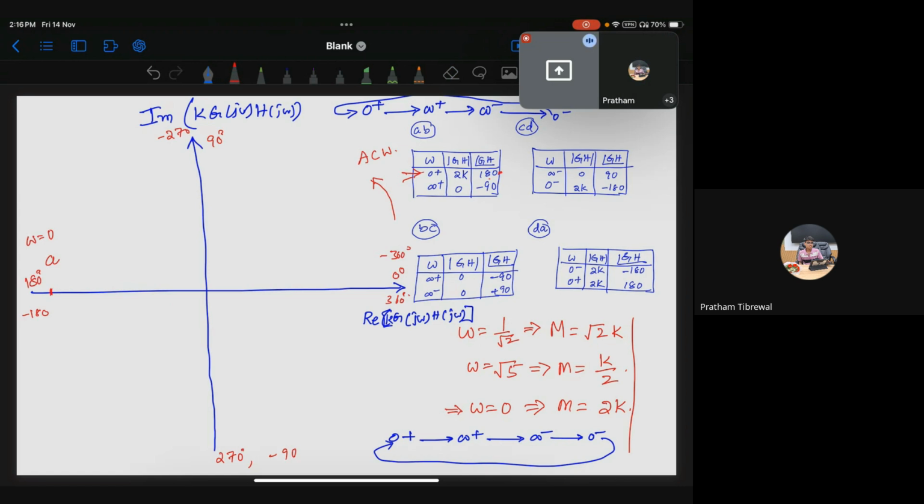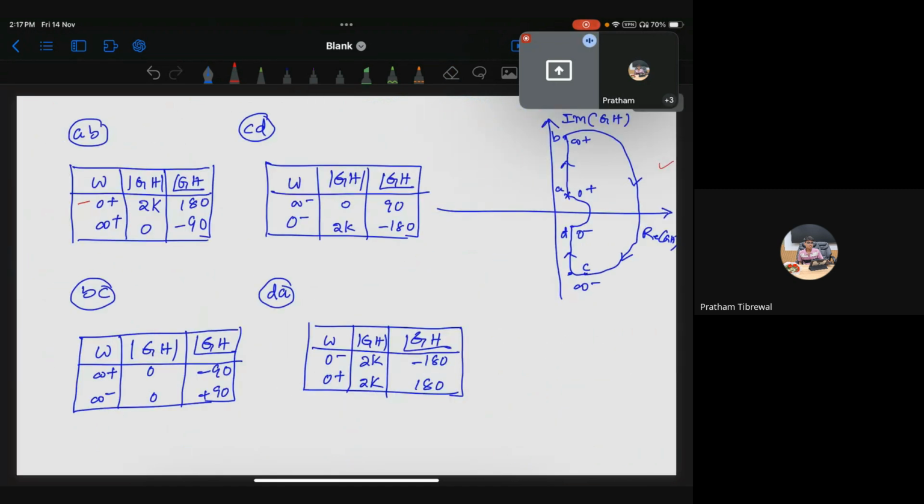Next, when omega is equal to infinity plus, what is the angle? You can see from this table only. When omega is equal to infinity plus, it is -90. Minus 90 means this direction. It means that you can see this part. Let me copy this also so that you'll have more clarity, because we are going to draw part by part from this image only.